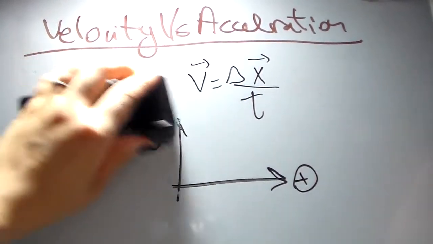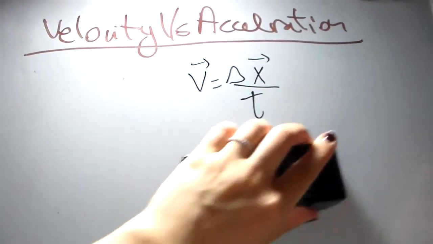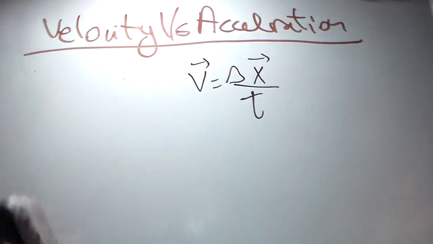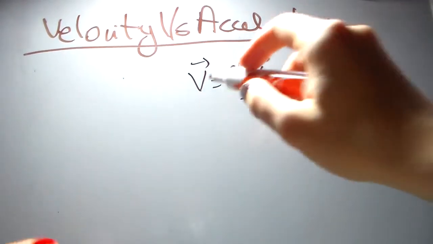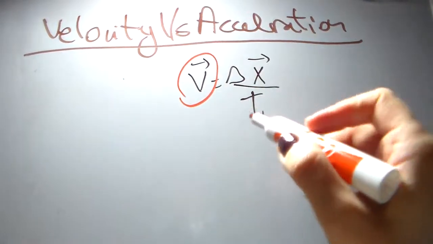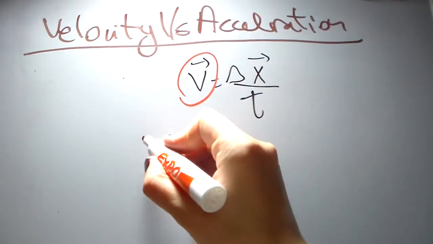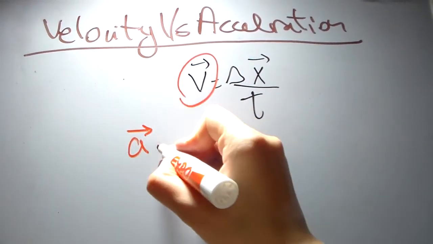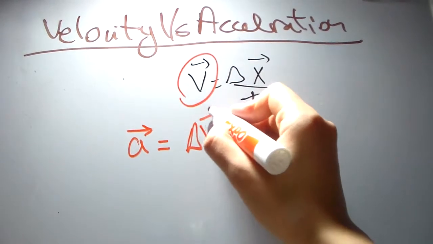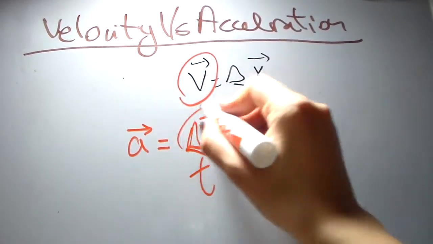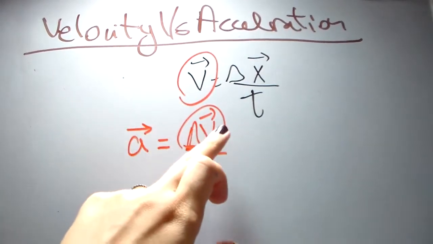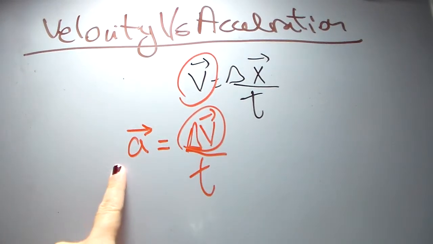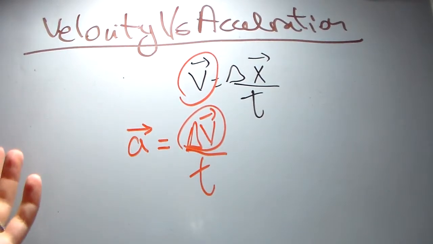So it's suggestive that it's a good idea to define a parameter that deals with the change of this dynamic quantity, and that is called acceleration. So acceleration is essentially the change in velocity over time. Since velocity is a vector, the change in velocity is also a vector, and acceleration hence becomes a vector.